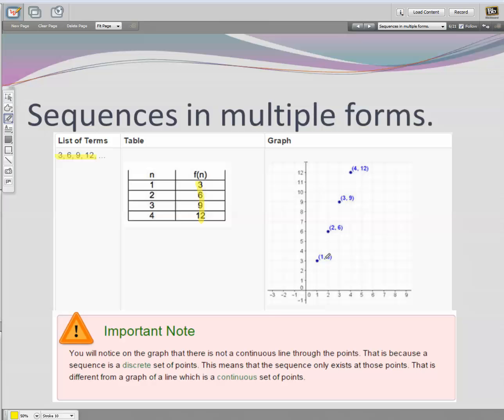And then you can plot the points too. But notice they have an important note here. Notice how these are not connected with a line because a sequence is simply a discrete set of points. All right, it's not continuous. So you cannot connect your sequence with a line, even though it should look linear. You do not want to connect those with a line.